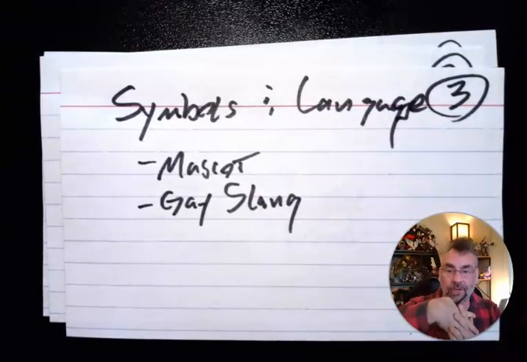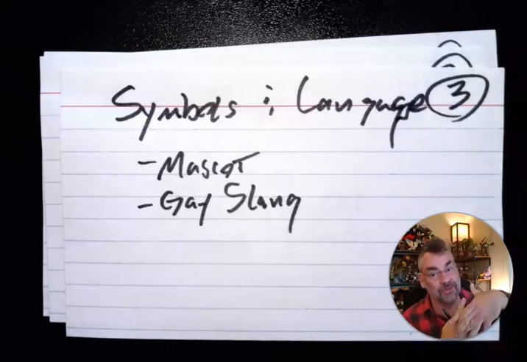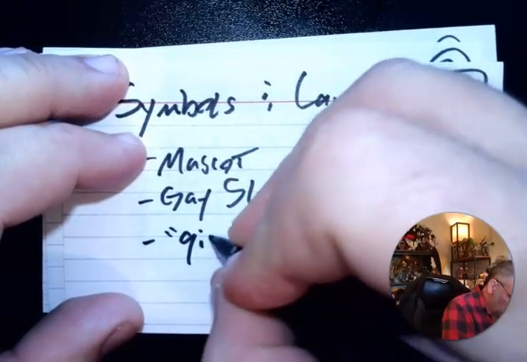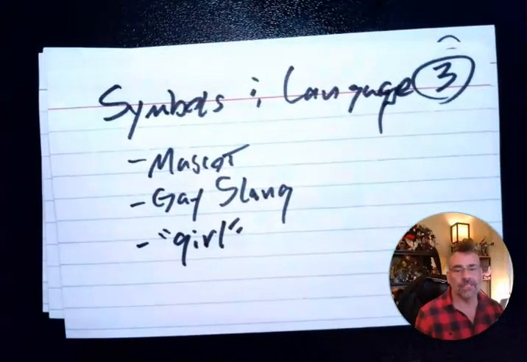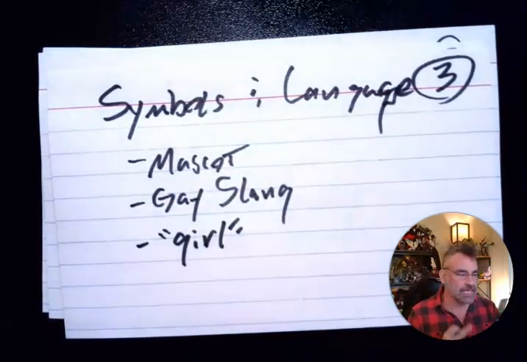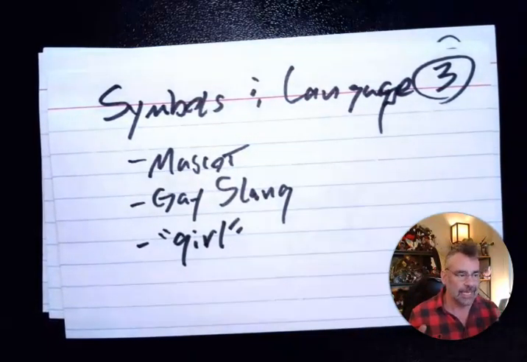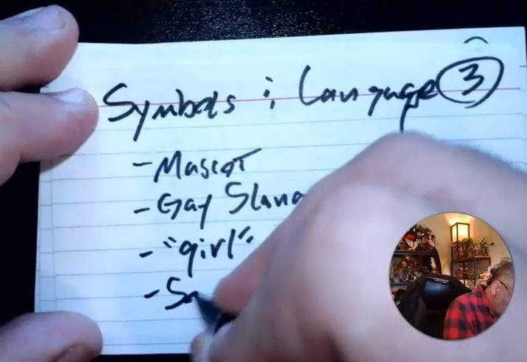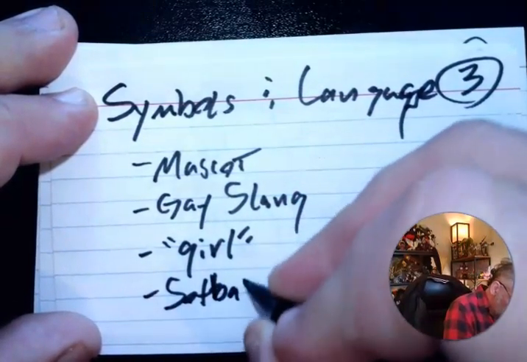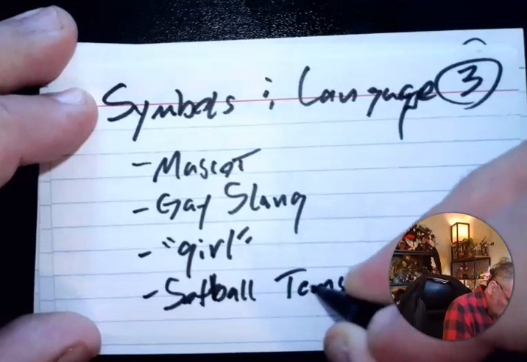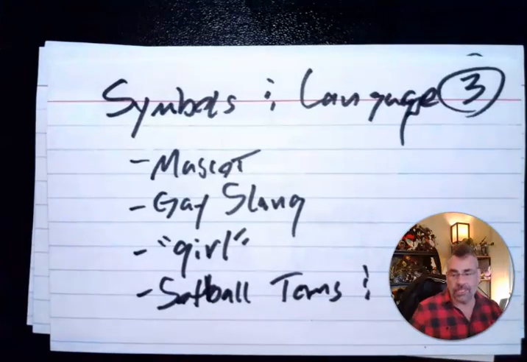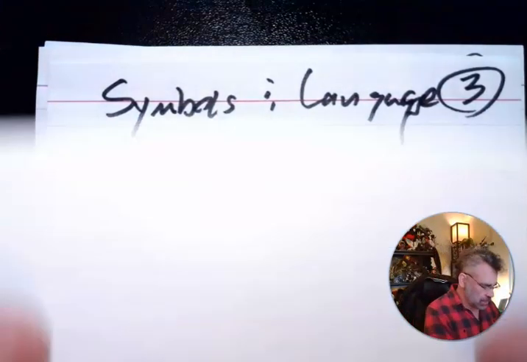Because we use a lot of the same words that normal softball teams use. We also don't. And then there's other things like the way we use the term girl is pretty specific. So symbols and language, mascot, gay slang, the way we use the term girl, anything else I could think of, softball slang. Oh man, I hit that thing again. Sorry, folks. Softball slang. Maybe I'd want to talk about that. Softball terms and slang. All right, so I got 2 down, just need 2 more. So that's symbols and language.